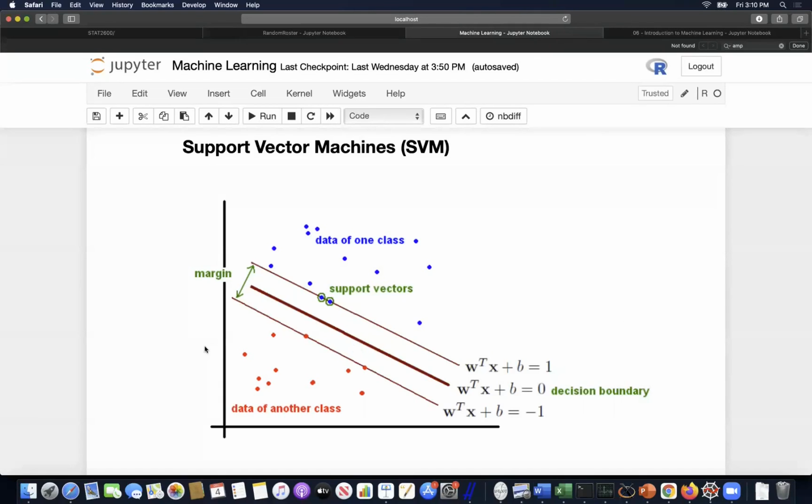The idea is that you want to maximize this margin. That's the role of training. So you want to maximize this margin. So you are maximizing 2 over the norm of W. This is equivalent to minimizing the norm of W. Okay, that's the first part during training.